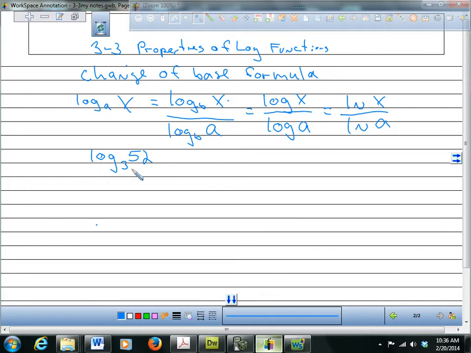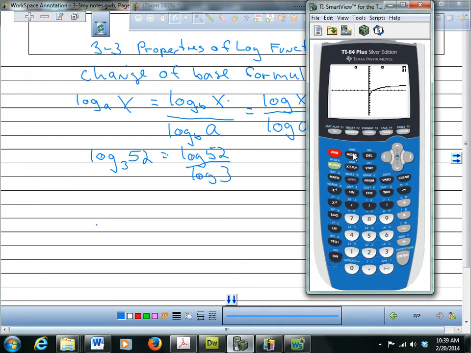So this answer has to be somewhere between 3 and 4, right? To find out what that number is, I could use the base 10 log, or I can use the natural log. So if I take my calculator and go log of 52 divided by log of 3, I get 3.596.